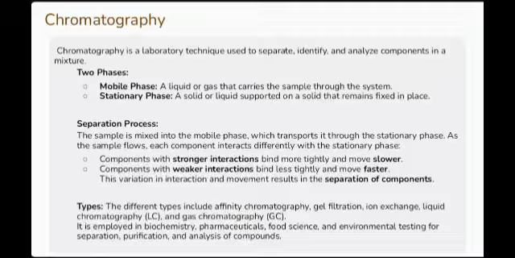There are many different types of chromatography. Some of the most common include ion exchange chromatography, which separates molecules based on charge. Gel filtration or size exclusion chromatography, which separates based on molecular size. Gas chromatography, which is widely used for volatile compounds. Liquid chromatography, which is popular in both research and industry. Among all these, one of the most specific and precise techniques is affinity chromatography, which we will now examine in detail.